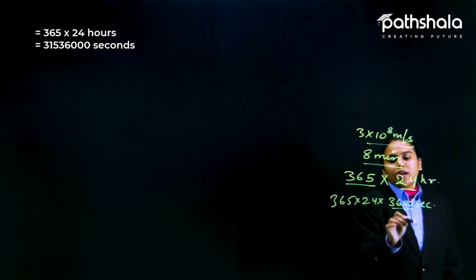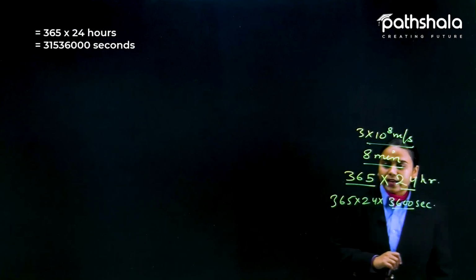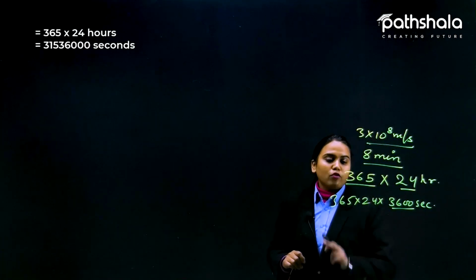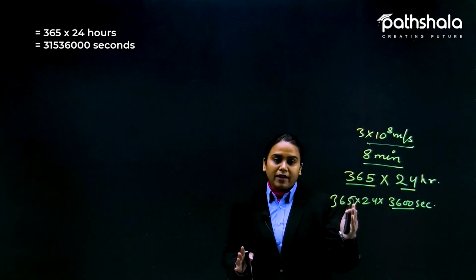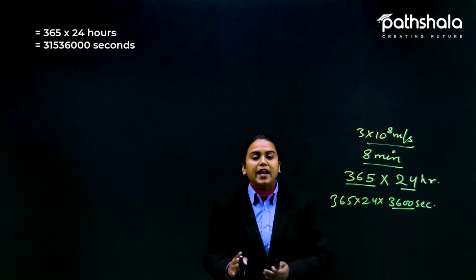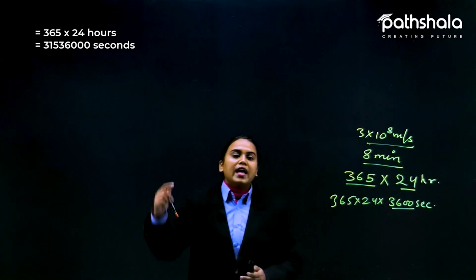Like, in 1 hour we have 3600 seconds, and we have a total of 24 hours in a day, and that taken collectively for 365 days. So this is the calculation, and now we have the answer for that.